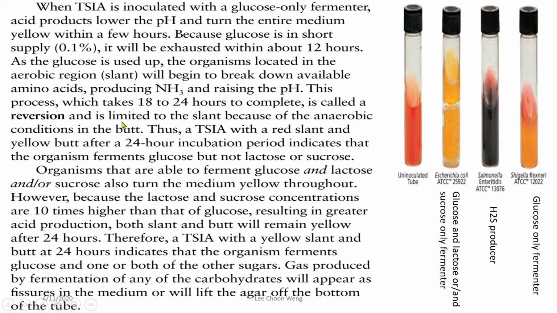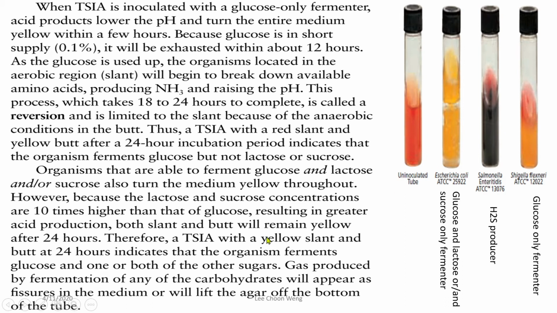So this is called a reversion, but it is only limited to the slant because of the aerobic conditions here. Okay, so the breakdown of ammonium products, ammonification, requires an aerobic condition. So a glucose-only fermenter will give you this kind of result, where there is a yellow butt but an alkaline slant. Okay.